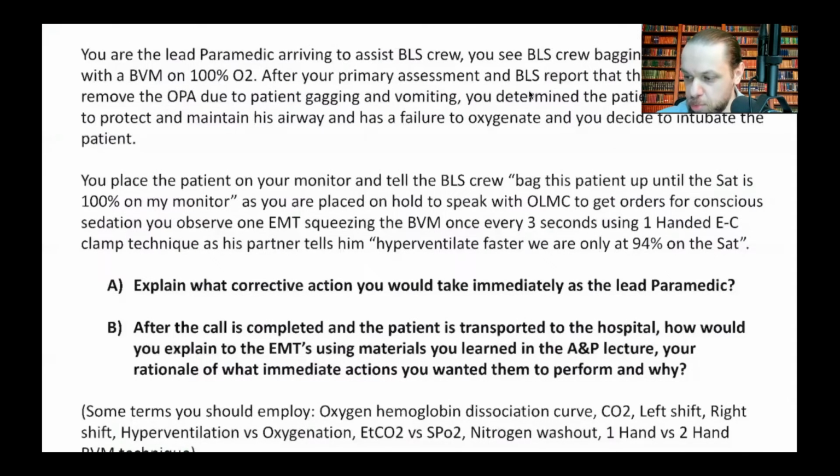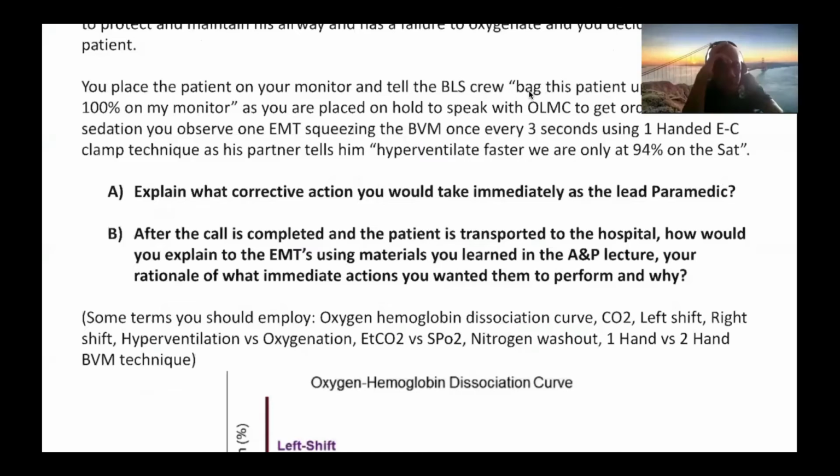Who would like to do point B? I will. All right, go ahead.